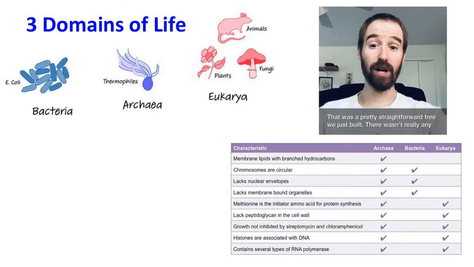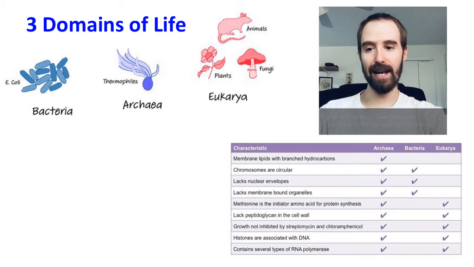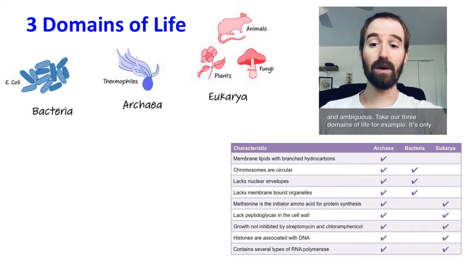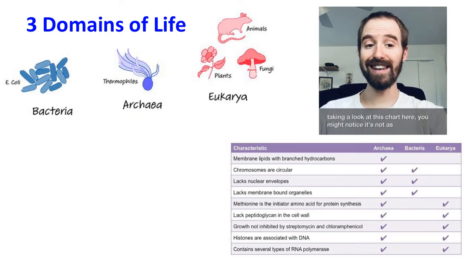That was a pretty straightforward tree we just built. There wasn't really any uncertainty as to how it should be built, largely because of the specific traits I chose for that example. But real life is usually a lot more messy and ambiguous. Take our 3 domains of life, for example. It's only 3 branches, so you would think it would be pretty easy to make. But taking a look at this chart here, you might notice it's not as straightforward as the last tree.